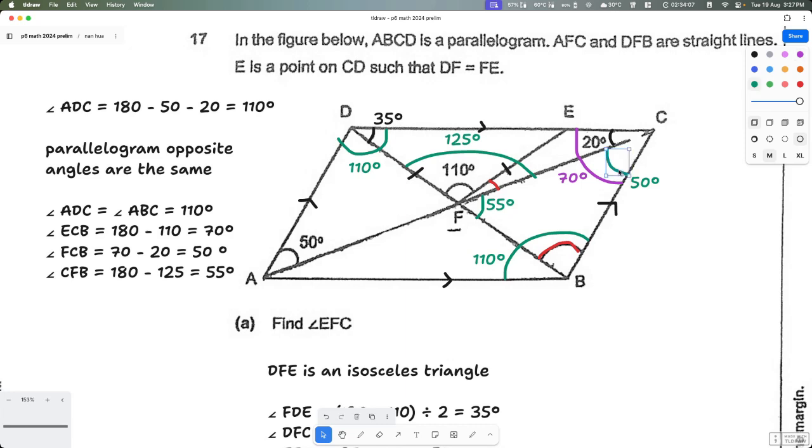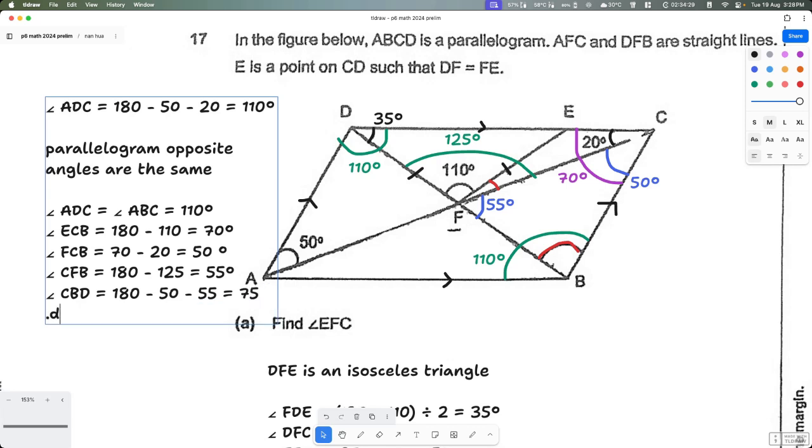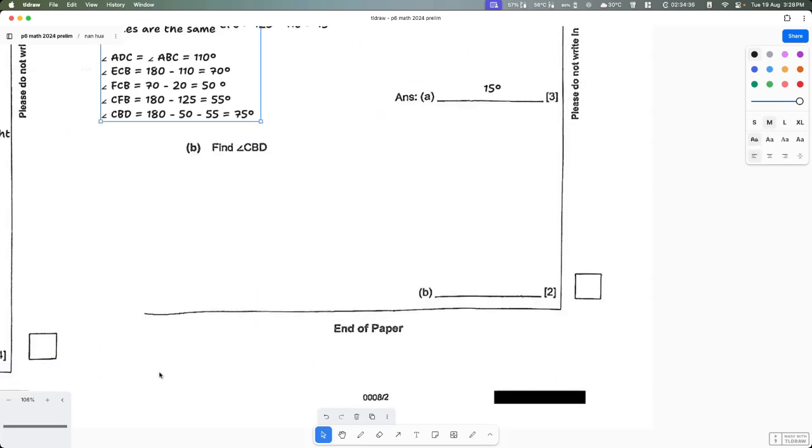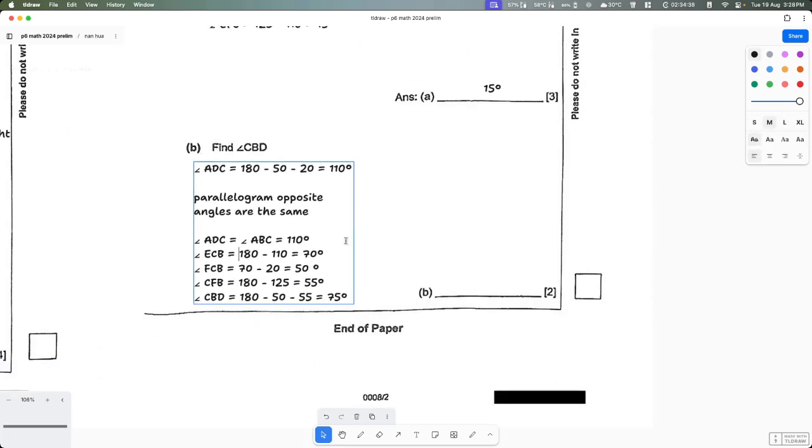So now we get all of them. Let me just put the blue on. Let's make this blue so it's easier to differentiate. Light blue, dark blue. Then we can get angle CBD. So angle CBD is equal to 180 minus 50 minus 55. This will give us 75 degrees. There you go. That's the answer. There's a bit more of a shortcut way to do this, but let's stick with this.